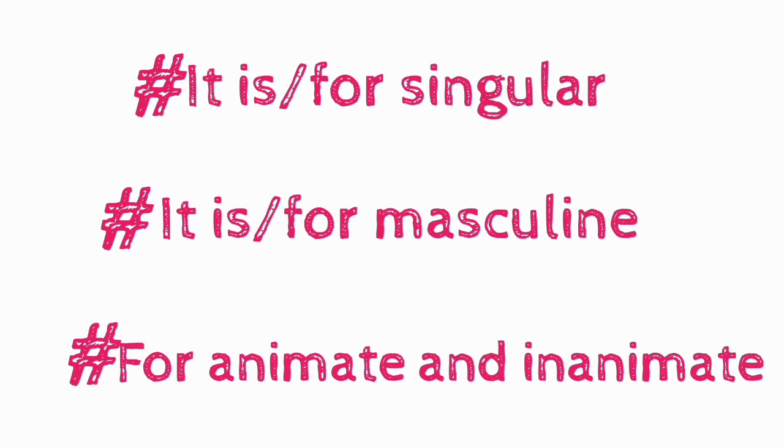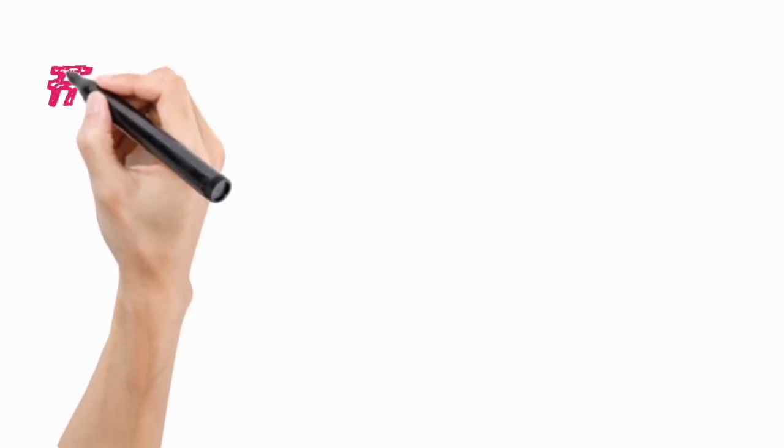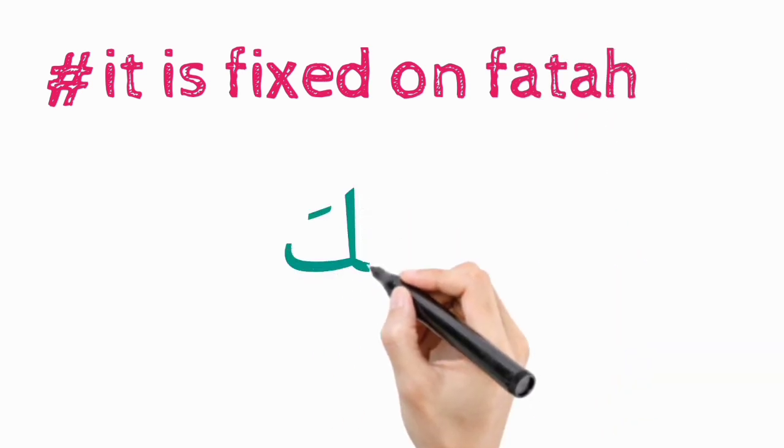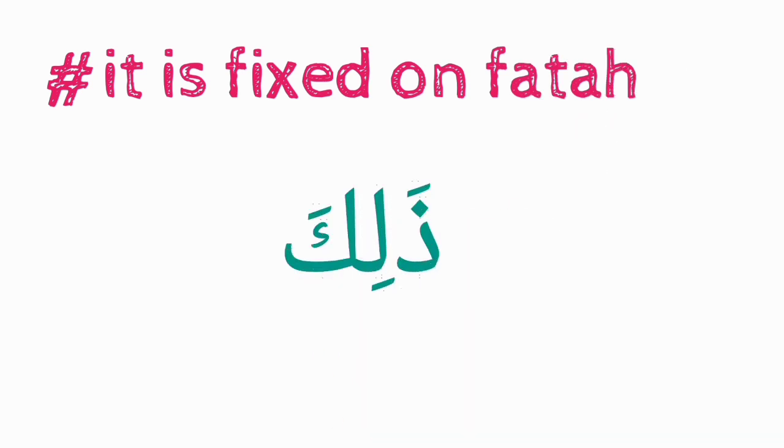Now, zalika is also used for addressing things that are animate and inanimate, as long as that particular thing being addressed is singular and masculine at the same time. And one of the key attributes of zalika is that it is fixed on fatha. The last alphabet on zalika carries fatha, and that fatha is fixed in whatever condition zalika comes; it doesn't change.